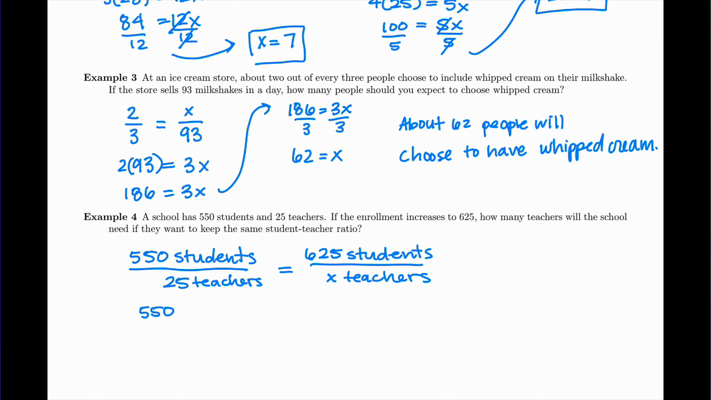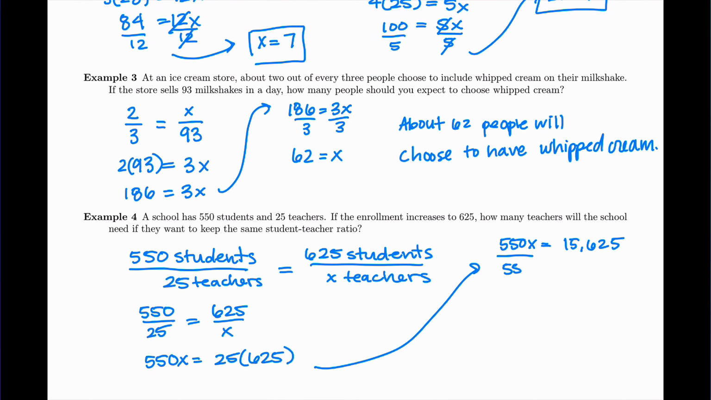So there's my proportion. I'm setting up 2 equal ratios. I'm going to rewrite this without all the variables in them: 625 over x, and we'll solve using cross multiplication. 550x equals 25 times 625. 550x equals 15,625. Just multiply those out real quick on my calculator. Then I'll divide by 550, divide by 550. These cancel, and then I get x equals, and I don't get a nice whole number. I get 28.40909. Those 09s just keep repeating.